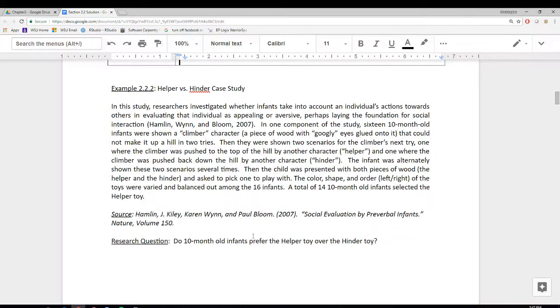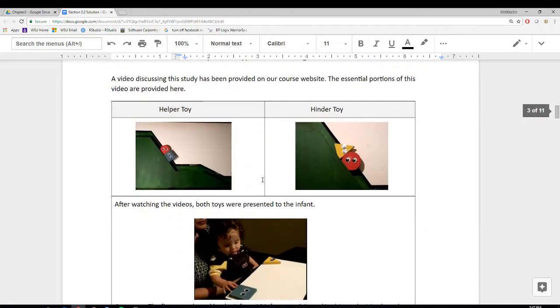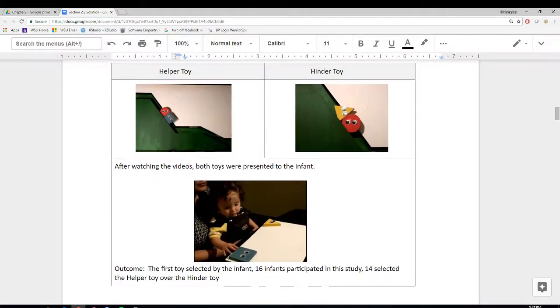Our next example is going to be a new example, and this is going to be the helper-hinderer case study. In this study, there were infants that were presented one of two outcomes. Okay, so a little bit of a framework for that. Let's go down here to the next page. The two outcomes that the infants were presented with were either the helper toy or the hinderer toy.